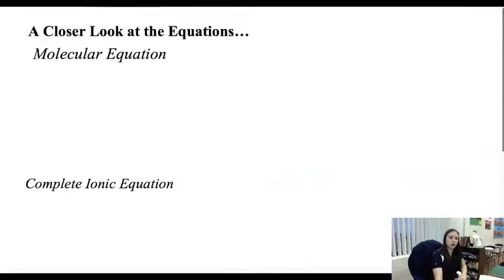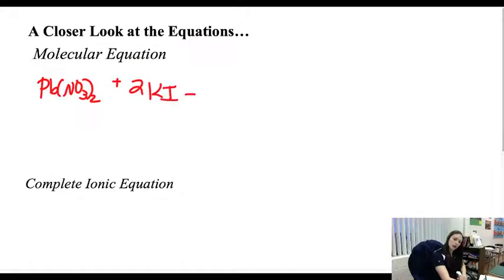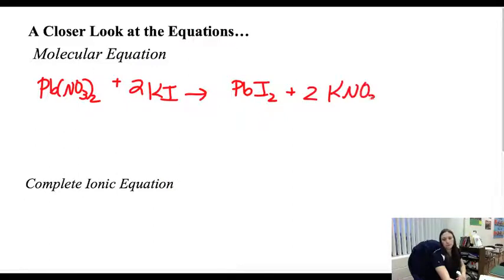We're going to take a closer look at equations. We have a molecular equation, a complete ionic equation, and a net ionic equation. So we're breaking apart what is actually important in a reaction. We start with a molecular equation. So if I take, for example, lead 2 nitrate, I'm going to add to that potassium iodide, and I'm going to make lead iodide and potassium nitrate.